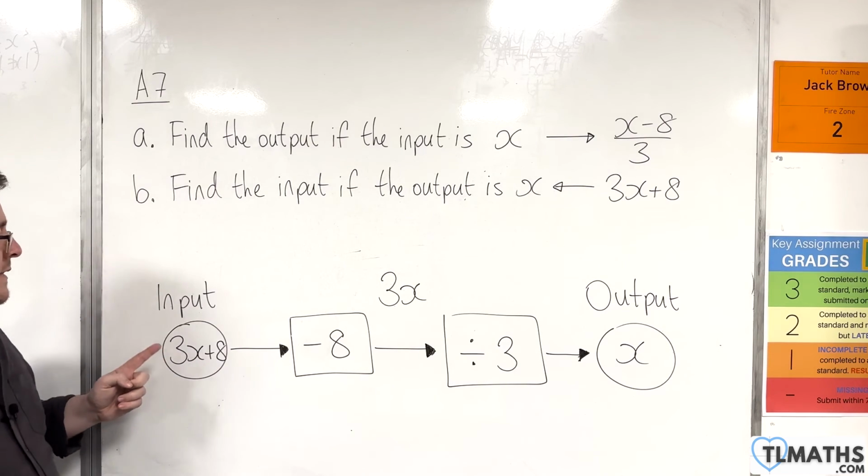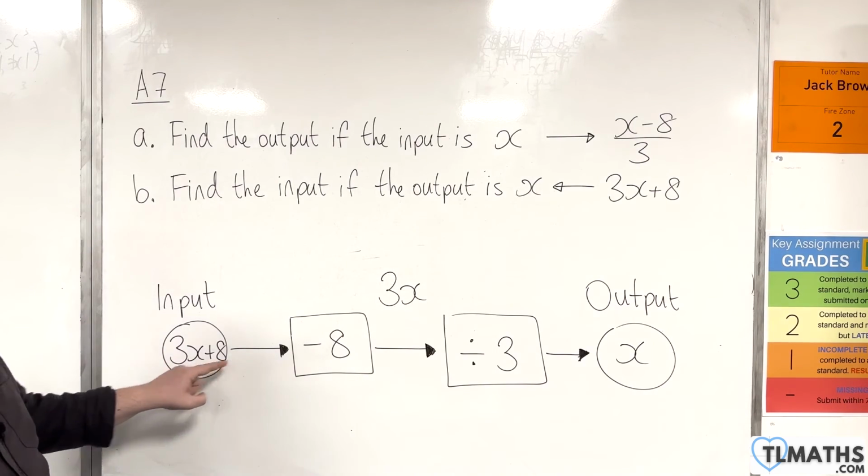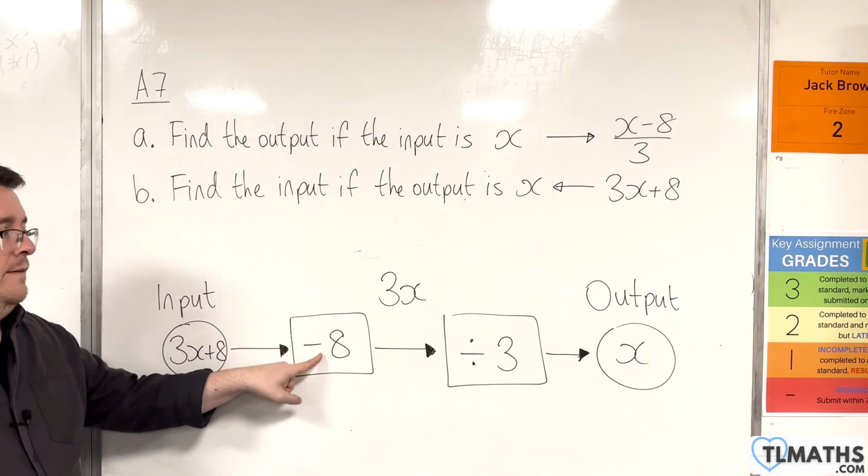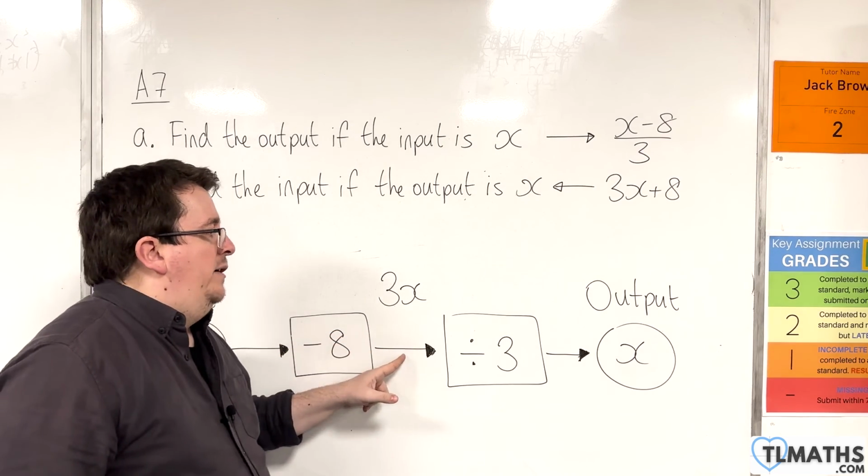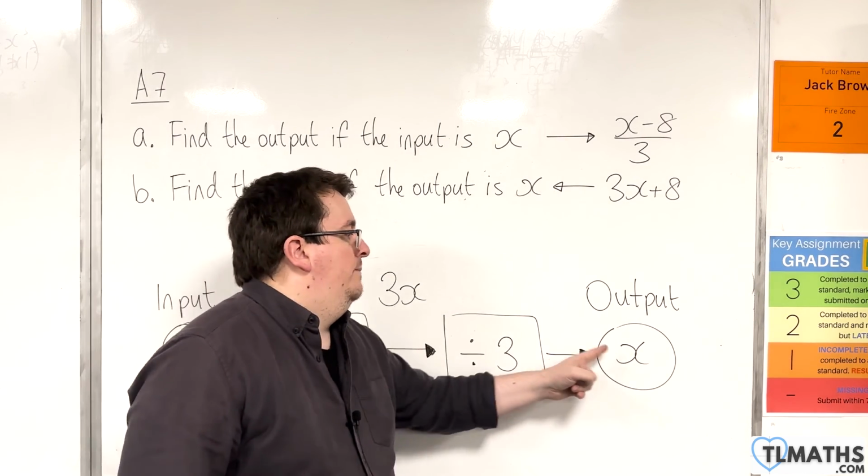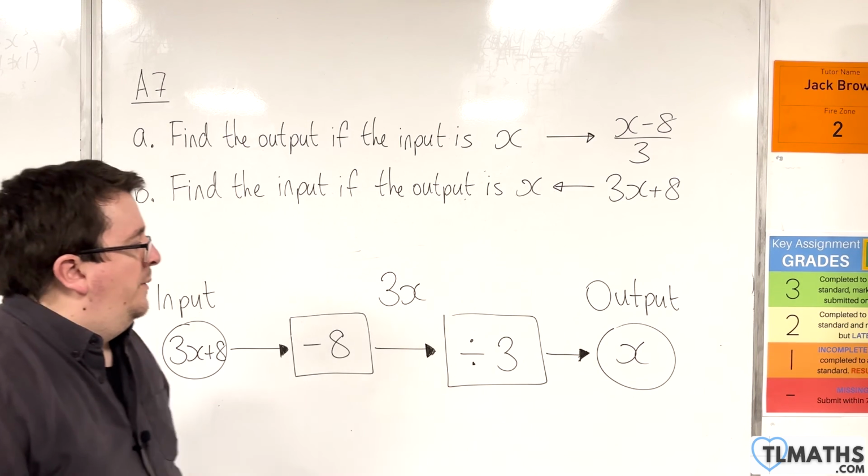So let's just double check that. If we start with 3x plus 8 and we subtract 8, we'll have 3x. And then if we divide 3x by 3, we'll end up with x. So it works the other way.